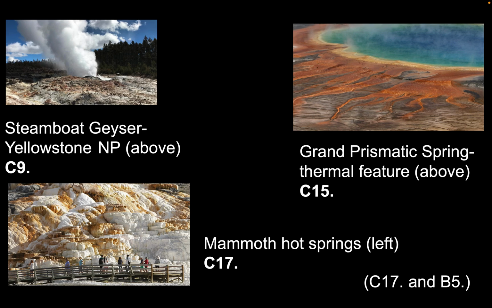Figure C9 shows the Steamboat Geyser located in Norris Geyser Basin, originally being considered dormant according to the National Park Service referenced by the Smithsonian Associates. Figure C15 shows the Grand Prismatic Spring located in the caldera. C17 shows the Mammoth Hot Springs formed by volcanic explosion. It contains large quantities of limestone according to the article Mammoth Hot Springs Trail.